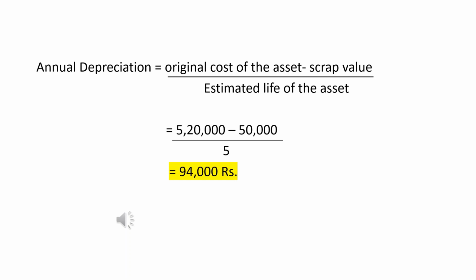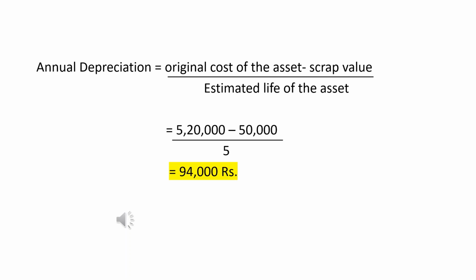So the formula for the same is original cost of the asset minus scrap value divided by estimated life of the asset. Original cost as given in the question is 5,20,000, which we got by adding the purchase price and installation cost of the asset. Scrap value is given as 50,000 rupees, divided by life of the asset that is given as 5 years. So we get annual depreciation as 94,000 rupees.